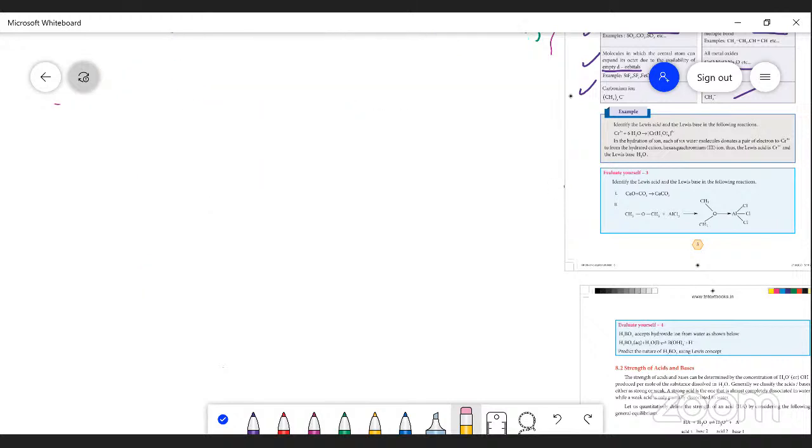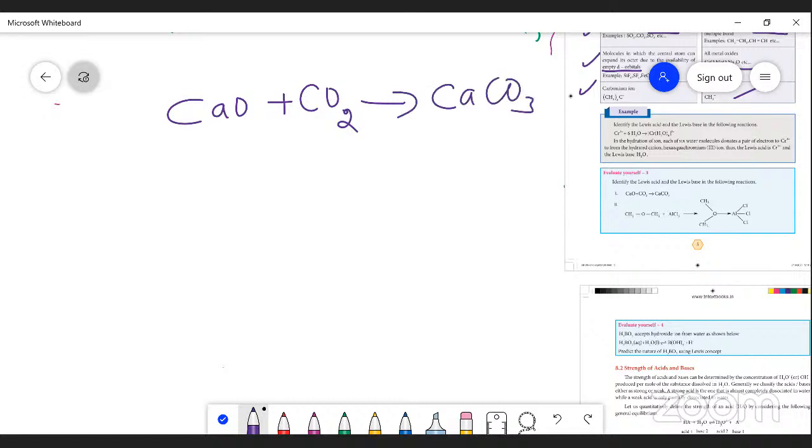Evaluate question, let us go. Identify the Lewis acid and base in the following reaction. They are given a reaction. What is the reaction? Calcium oxide, CaO, plus carbon dioxide, CO2, gives calcium carbonate, CaCO3. What is going to happen?